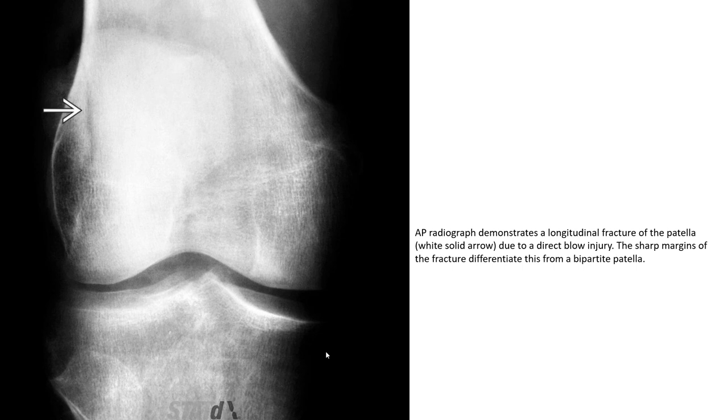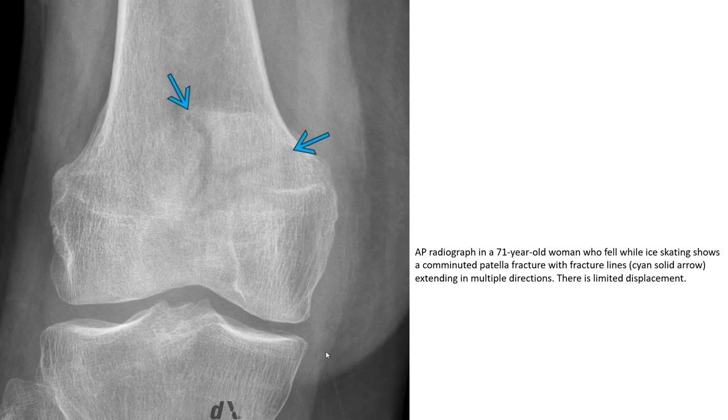AP radiograph of the knee shows a longitudinal fracture of the patella, arrow indicated, due to a direct blow injury. The sharp edge of the fracture differentiates this from a bipartite patella. Again, AP radiograph of the knee: a comminuted patella fracture with fracture lines, arrows, extending in multiple directions. There is limited displacement.